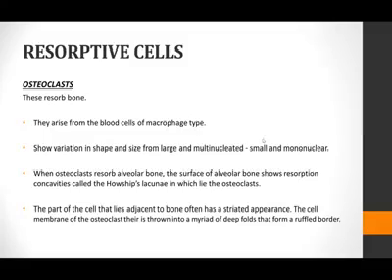When an osteoclast has to resorb the bone, specifically alveolar bone in this case, that particular surface of the alveolar bone produces a concavity or a depression, which is called the resorptive lacunae or the Howship's lacunae, into which the osteoclast resides, or it gets stuck in there. The part of the osteoclast that lies adjacent to the bone has a striated appearance, and that part of the cell membrane throws itself into a myriad of deep folds, and that border of the osteoclast is called the ruffled border.